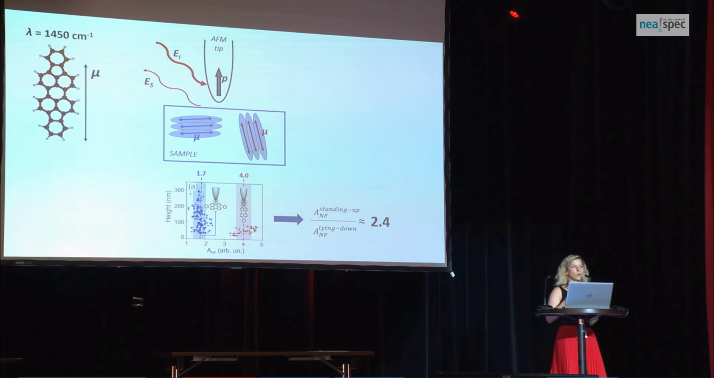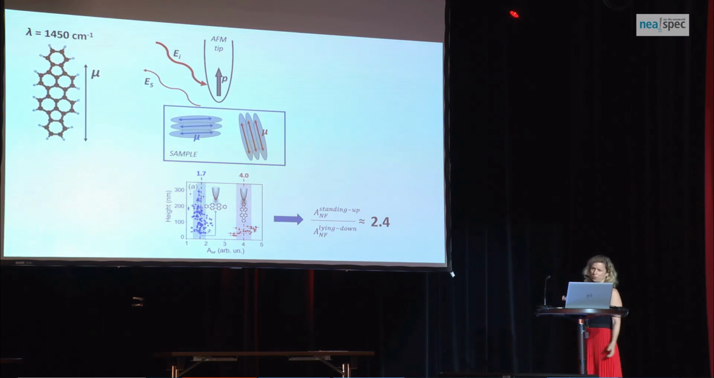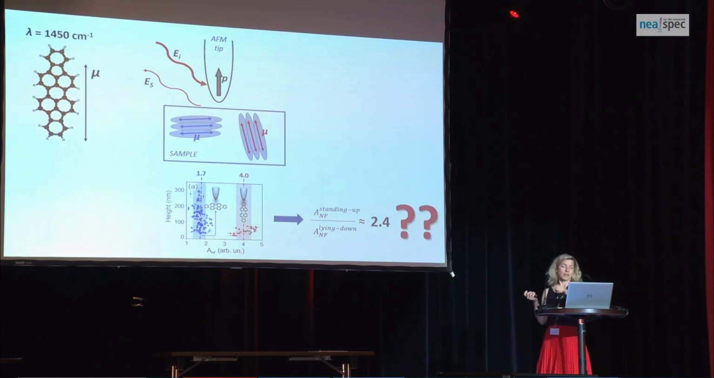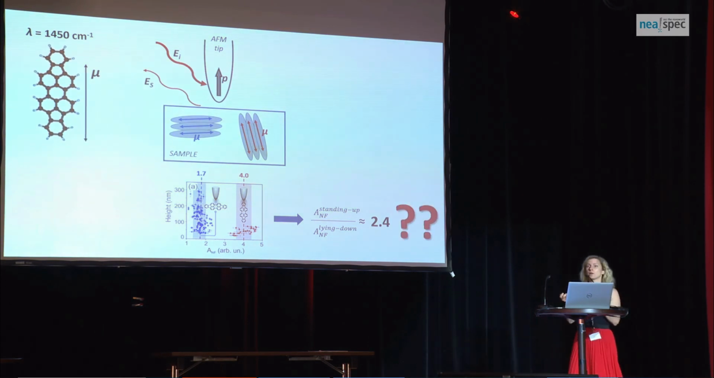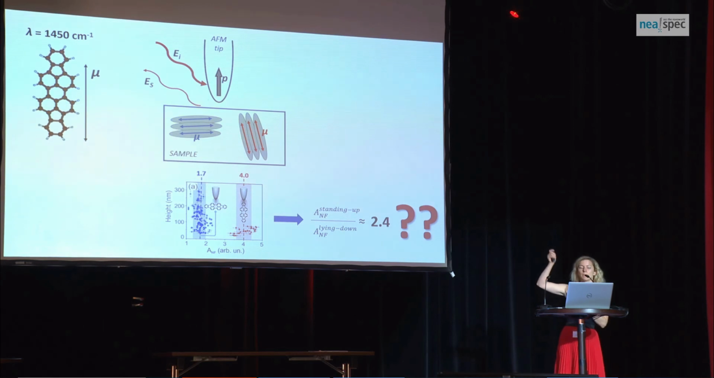And when we did the ratio between the amplitude for the standing up and lying down orientation, we got the number around 2.4. Well, 2.4, that was surprising to us, because I would say when you have a big signal and a small signal, the number should be at least orders of magnitude larger.